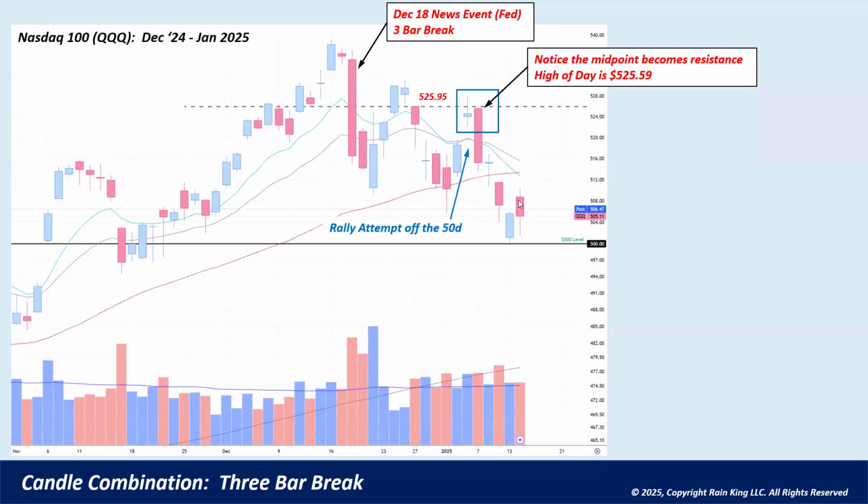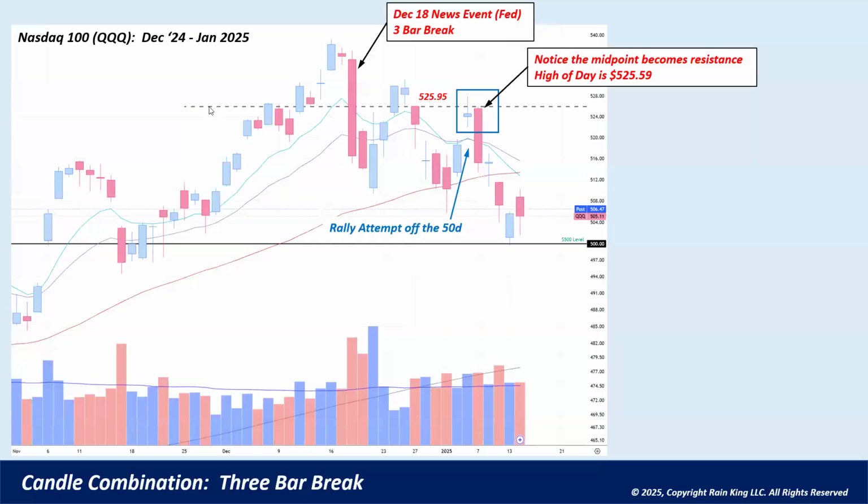So you really don't need a follow through day. But in this case, you can see how that 3 bar break has led to a 3 waves down situation on this chart right now. So it may still be a little too early. We'll have to see what goes on with this, but you can just see how important that midpoint is.